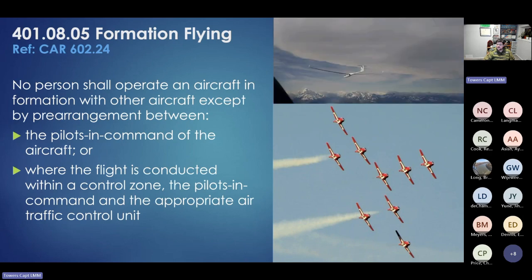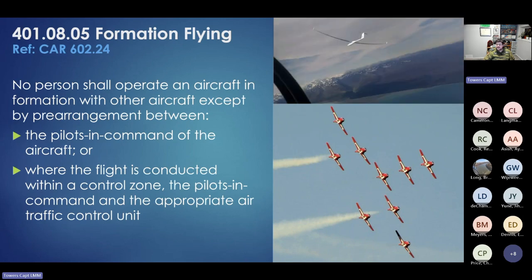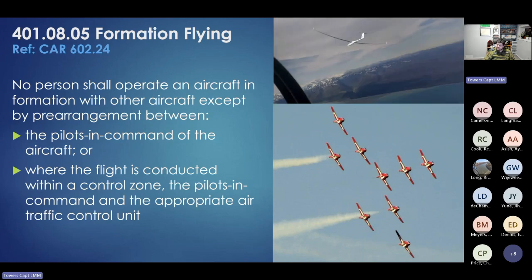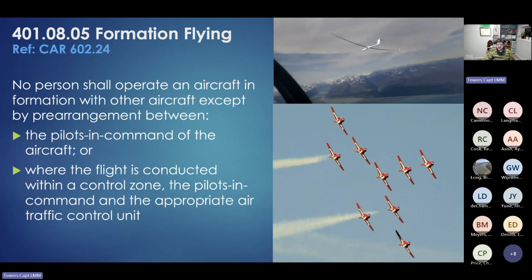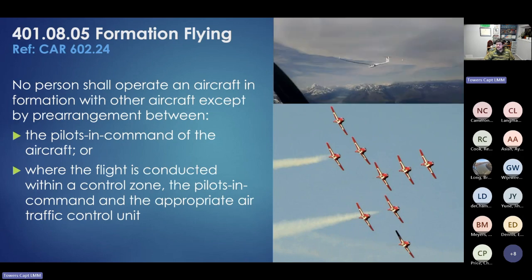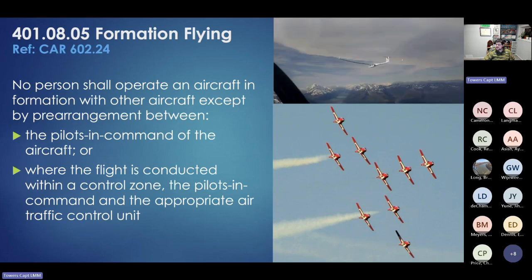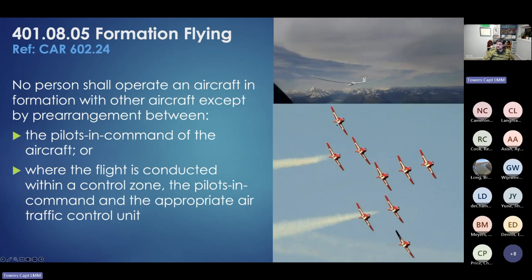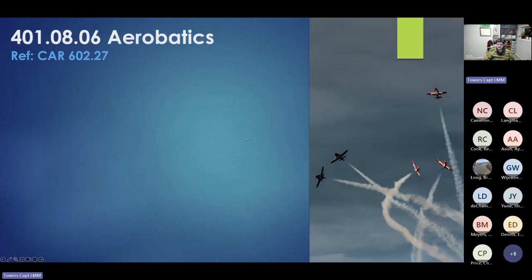You have to make sure you're in communication with the other aircraft. Ideally, you've got it planned out in advance before you even take off. And if you're in a control zone, even that's not good enough to save you. You have to have been in coordination with the air traffic control unit as well. Because from the point of view of ATC, if you're not communicating with them and they suddenly see two aircraft right next to each other, they're going to be freaking out. At least I know I would be if I was an air traffic controller. So again, it's kind of common sense sort of logic when you look at the situation like that.